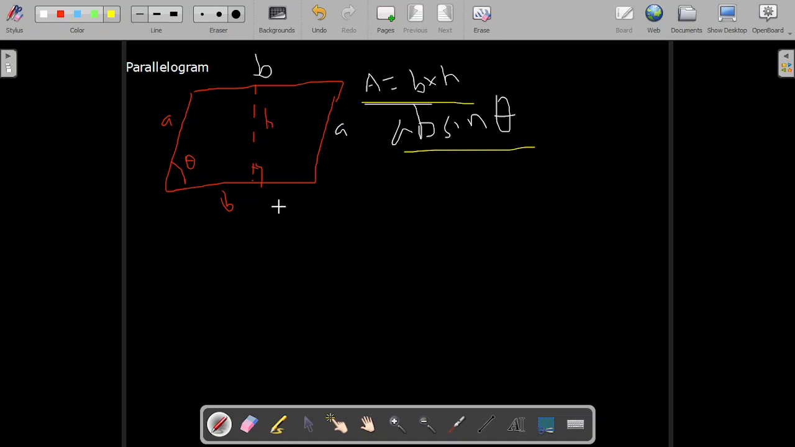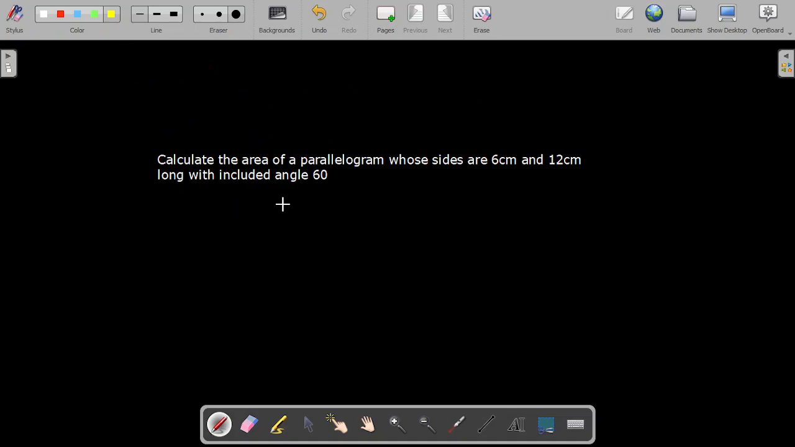Let's begin by solving the first question. Calculate the area of the parallelogram. Both sides are 6 centimeters and 12 centimeters long with included angle 60 degrees. Based on this question, the formula we can use here based on the parameters given is the area is equal to AB sine theta.